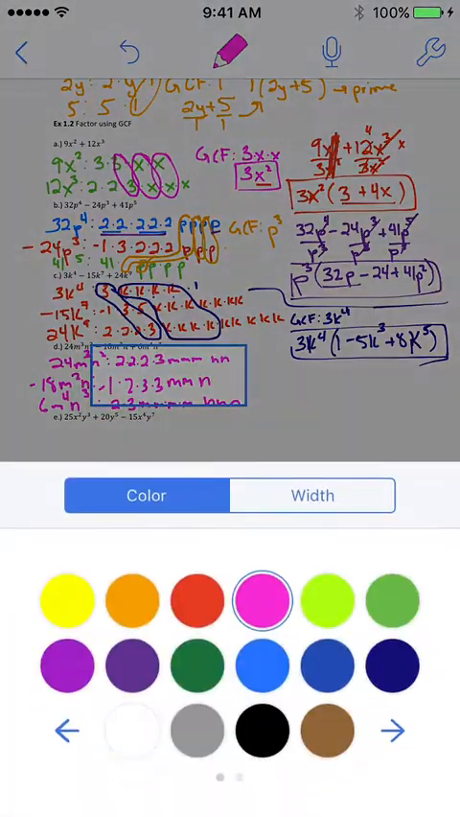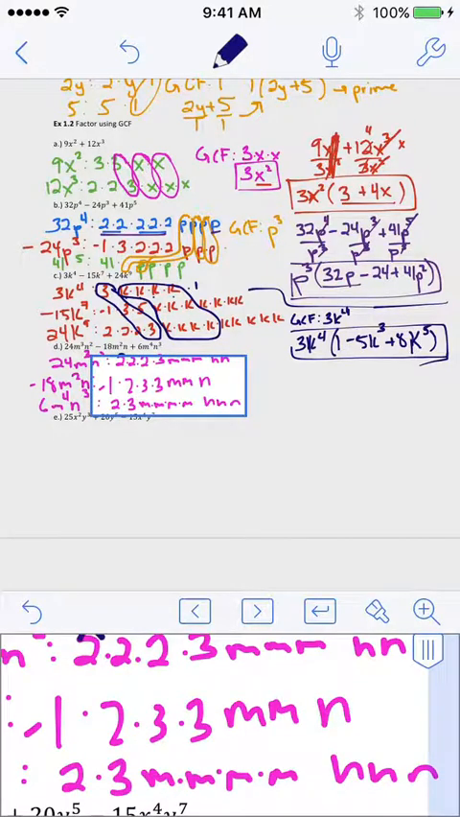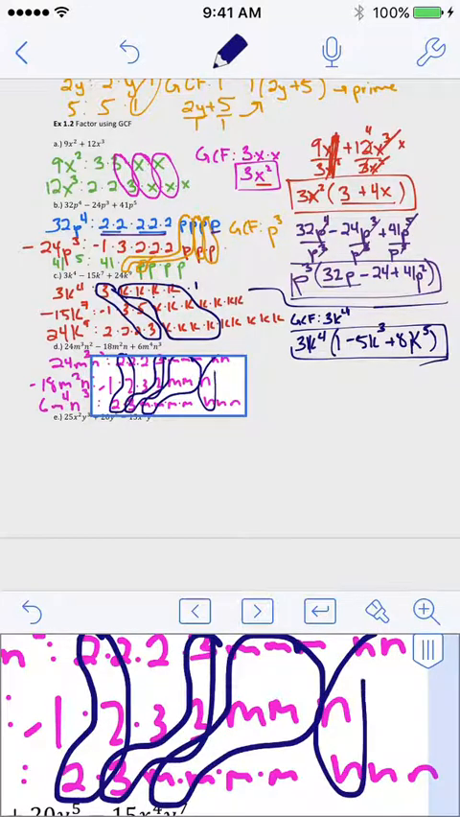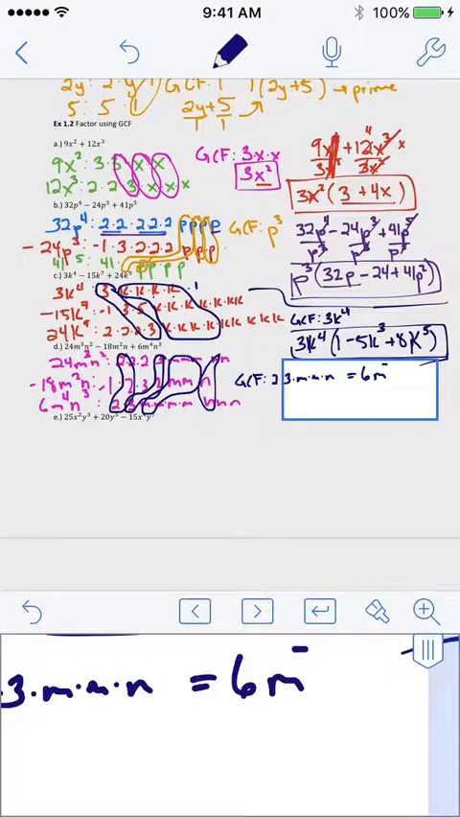Next we go with circling. Okay. They have a 2 in common. And they have a 3 in common. They have, looks like, 2 m's in common. And 1 n in common. So the GCF would be 2 and a 3 and an m and an m and an n, otherwise known as 6m squared n. Notice this one had multiple variables. That's cool. Again, not supposed to look like anything, so that's just a fun fact.